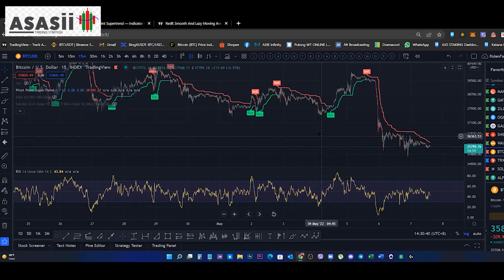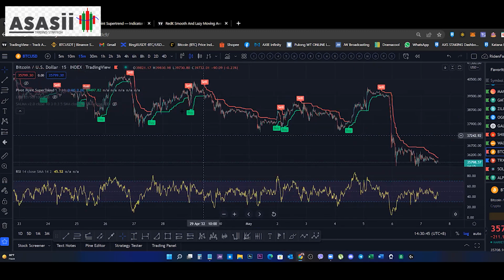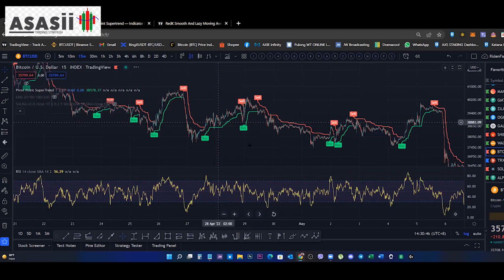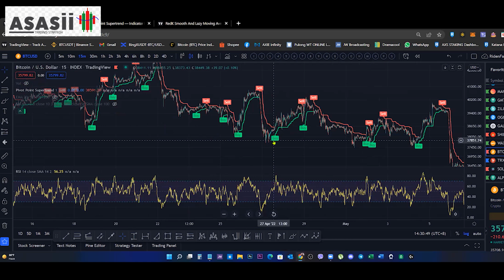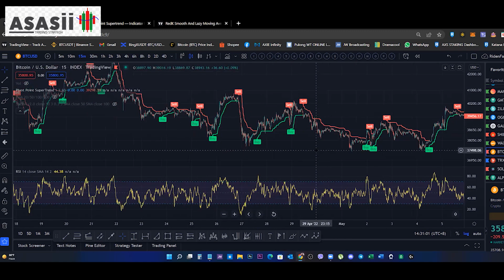Now, this is our Pivot Point Supertrend. With the help of the Pivot Point Supertrend, you can check if we can enter a buy position or sell position. But technically speaking, you will not use this alone. It can't be this indicator only. So, you need to know the trend of the market. How can we know the trend of the market?